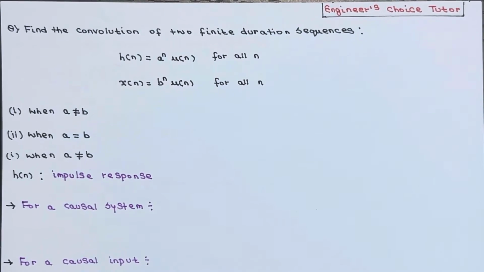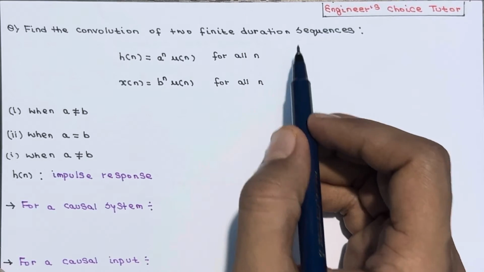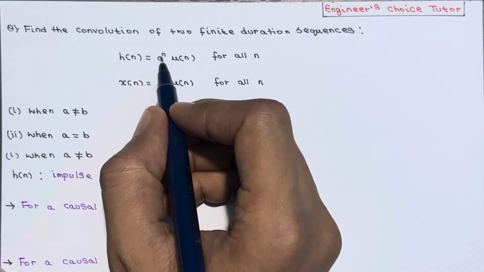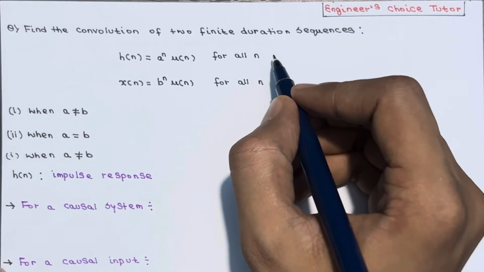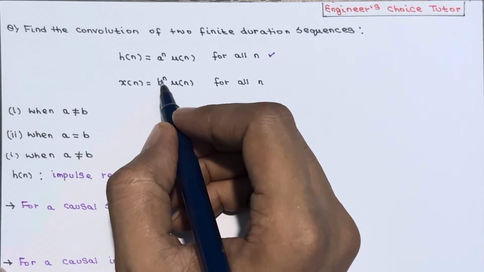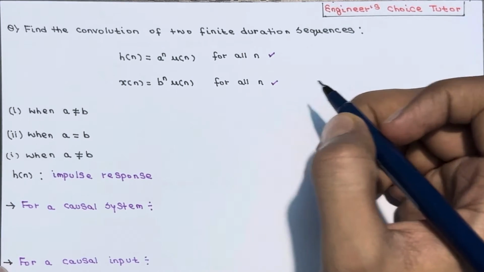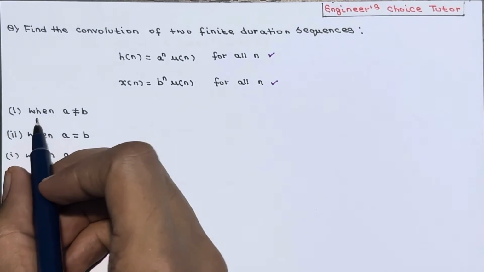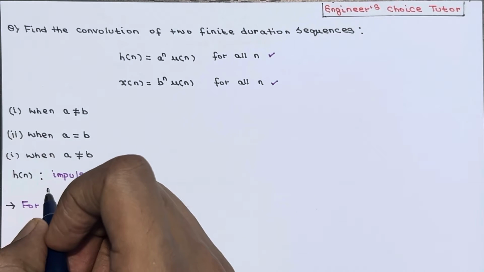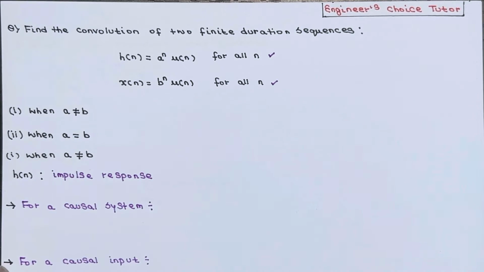Hi everyone. In this lecture, we will find the convolution of two finite duration sequences, which is given as h of n is equal to a to the power n into u of n for all n, and x of n is equal to b to the power n into u of n for all n. So two conditions are given to us: when a is not equal to b and when a is equal to b, you have to find out the convolution sum. Okay, so let's go one by one.